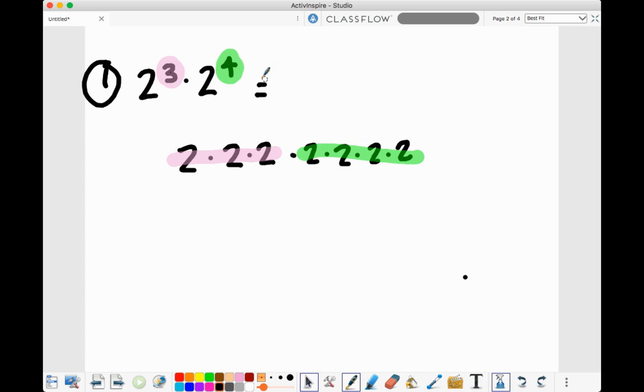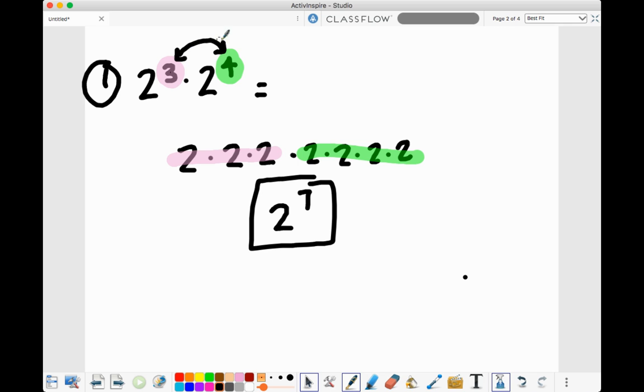Now count how many 2's you're multiplying by itself. So we have 1, 2, 3, 4, 5, 6, 7 2's. So we keep that base of 2 and it would be 2 to the seventh power. Notice also that we have 3 and 4. 3 plus 4 gives us 7.